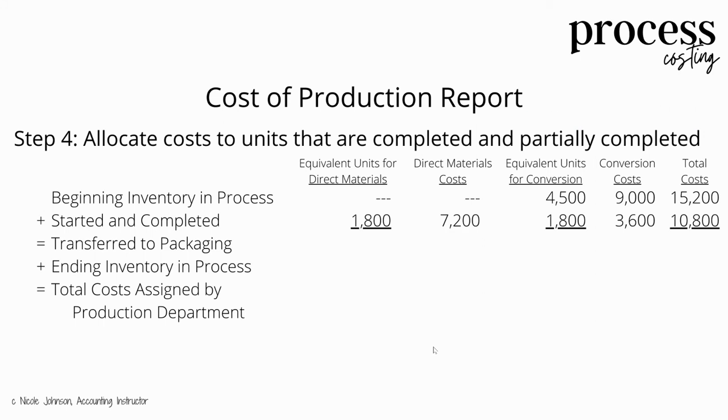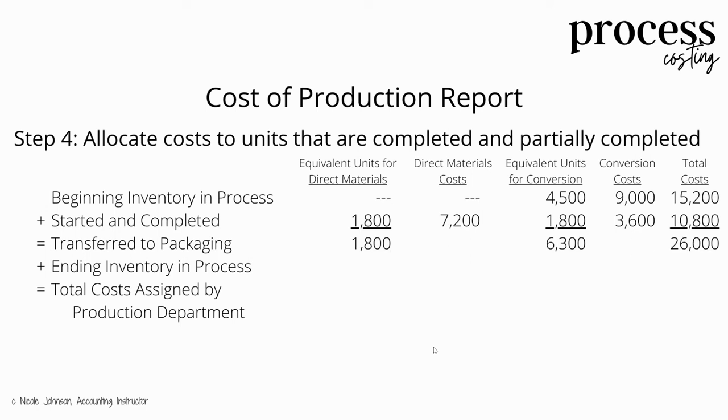For started and completed, we had equivalent units for direct materials of 1,800. We multiply that by 4 to get the direct materials cost of 7,200. We had 1,800 equivalent units for conversion as well. We multiply that times $2 per unit to get 3,600. We add the direct materials cost plus the conversion cost for this row to get total cost of 10,800. That's for started and completed.